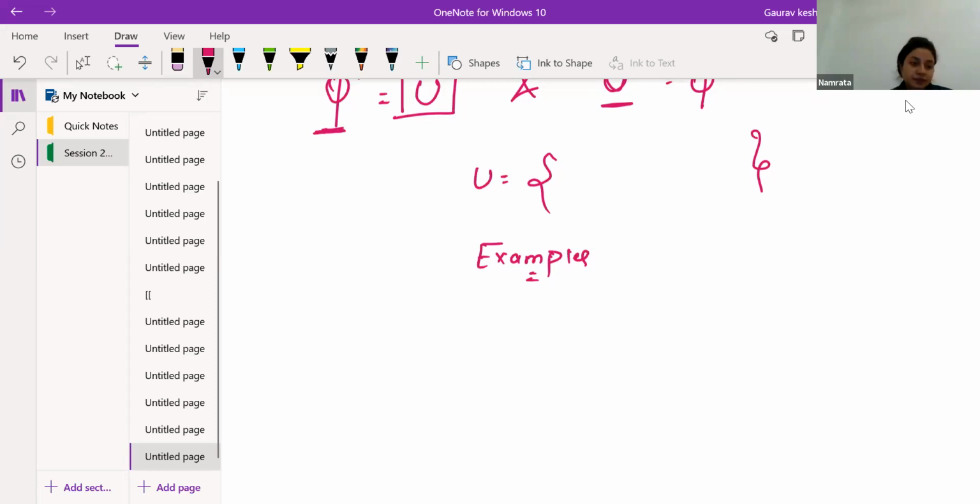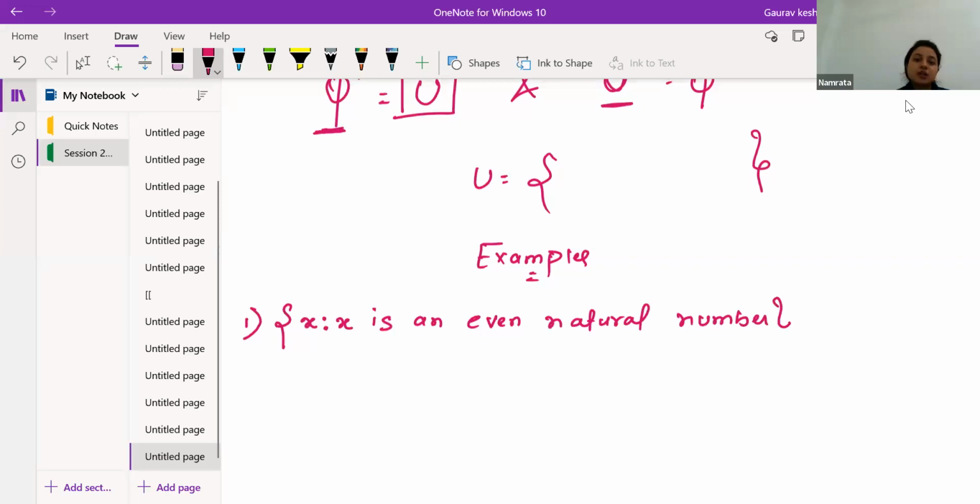So number one is: the set of all x such that x is an even natural number. Here the instruction, let me write first and then we will do it. So the instruction is: the universal set is equal to the set of natural numbers.